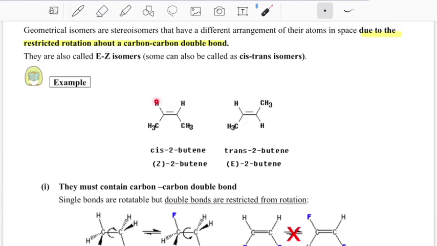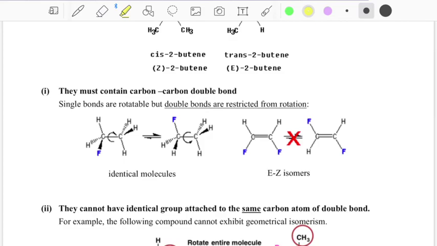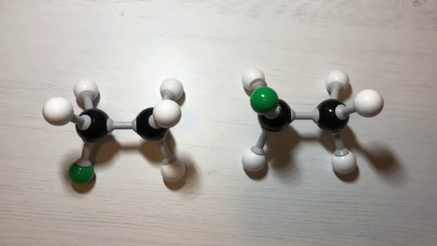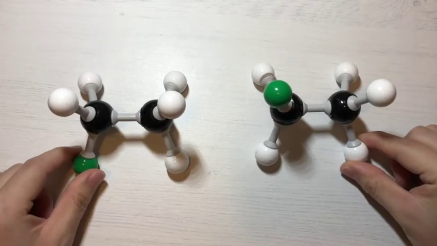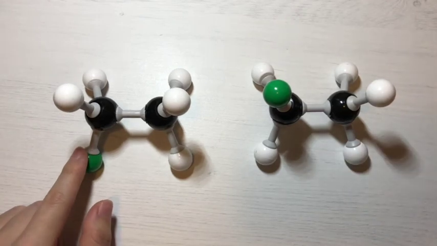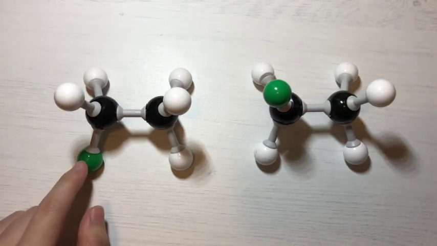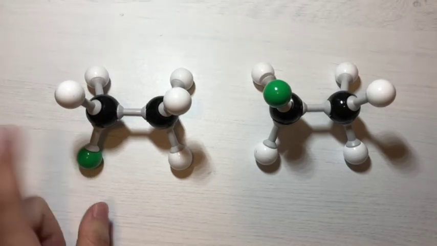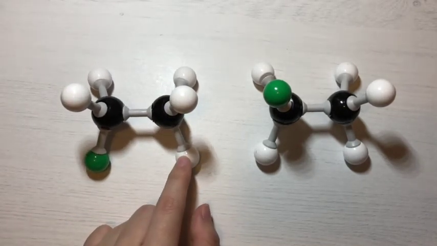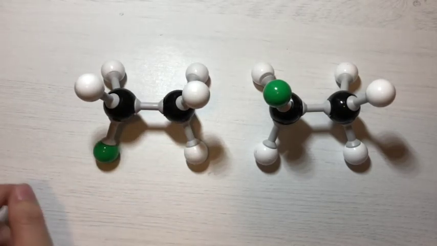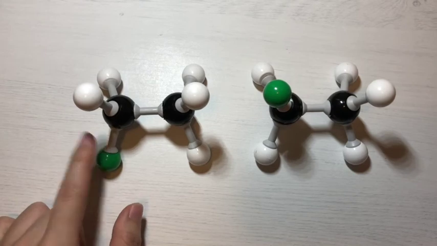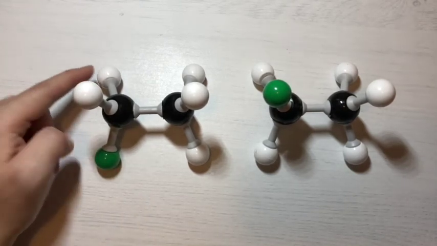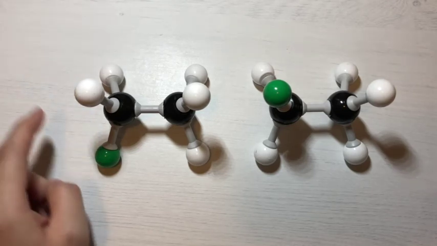In order to be geometrical isomers, they must fulfill two requirements. First, they must contain a carbon-carbon double bond. Here I built some models, printed on your notes, to explain this part. First, let's take a look at these two molecules. This one represents the one printed on the left-hand side. The green ball represents the fluorine atom, the white balls represent hydrogen atoms, and the two black balls represent the carbon atoms. In this one, the fluorine atom is pointing towards us, and another hydrogen is pointing inwards.